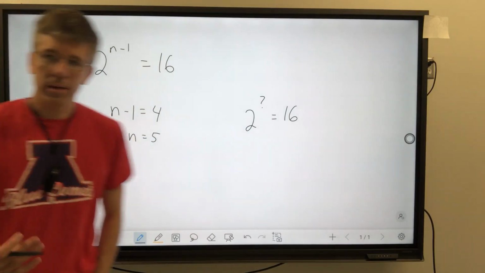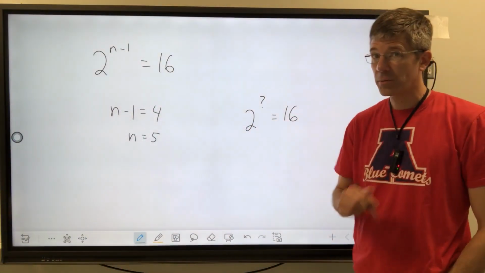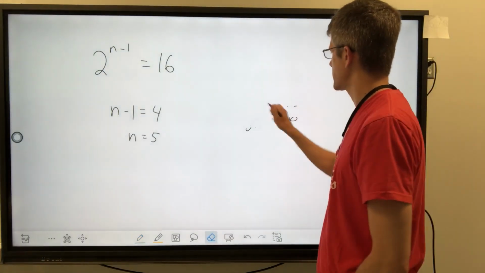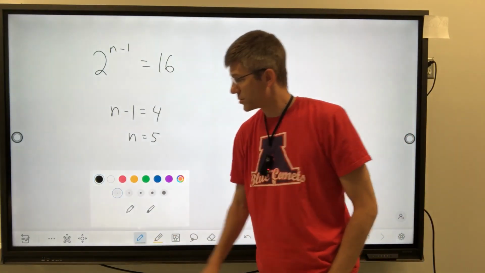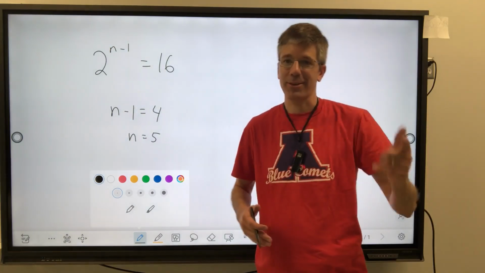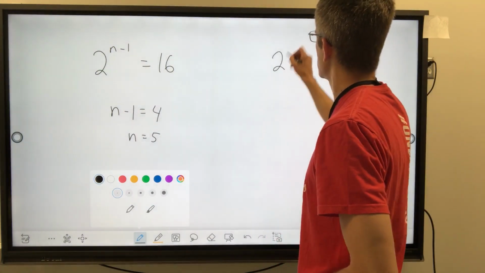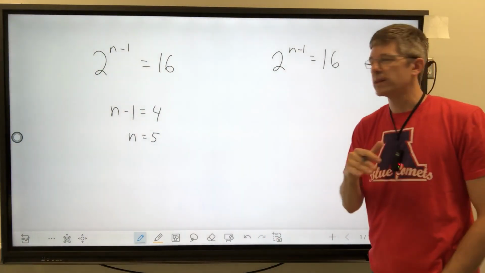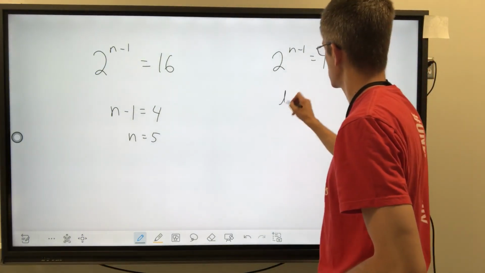Now, that one is a little bit more straightforward. However, not all of them are going to be quite that easy. So let me do that same problem just in a different way. We're going to rearrange this using exponents and logarithms as inverses. So we're going to have 2 to the n minus 1 equals 16. Same problem, same answer. But what I want to do is rearrange this. We have learned how to rearrange these, so let's do it.